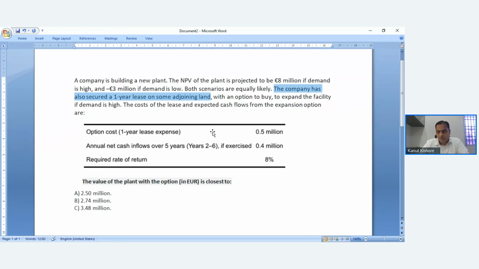So option cost, that means if I have to buy this next land, then I have to pay lease rentals today for 1 year, which is 0.5 million. And if I expand, what will be my cash flows? From the time I expand, that is year 2 to year 6, for 5 years they are giving 0.4 million per year, annual net cash inflows and required rate of return. So let us see how to work this out.